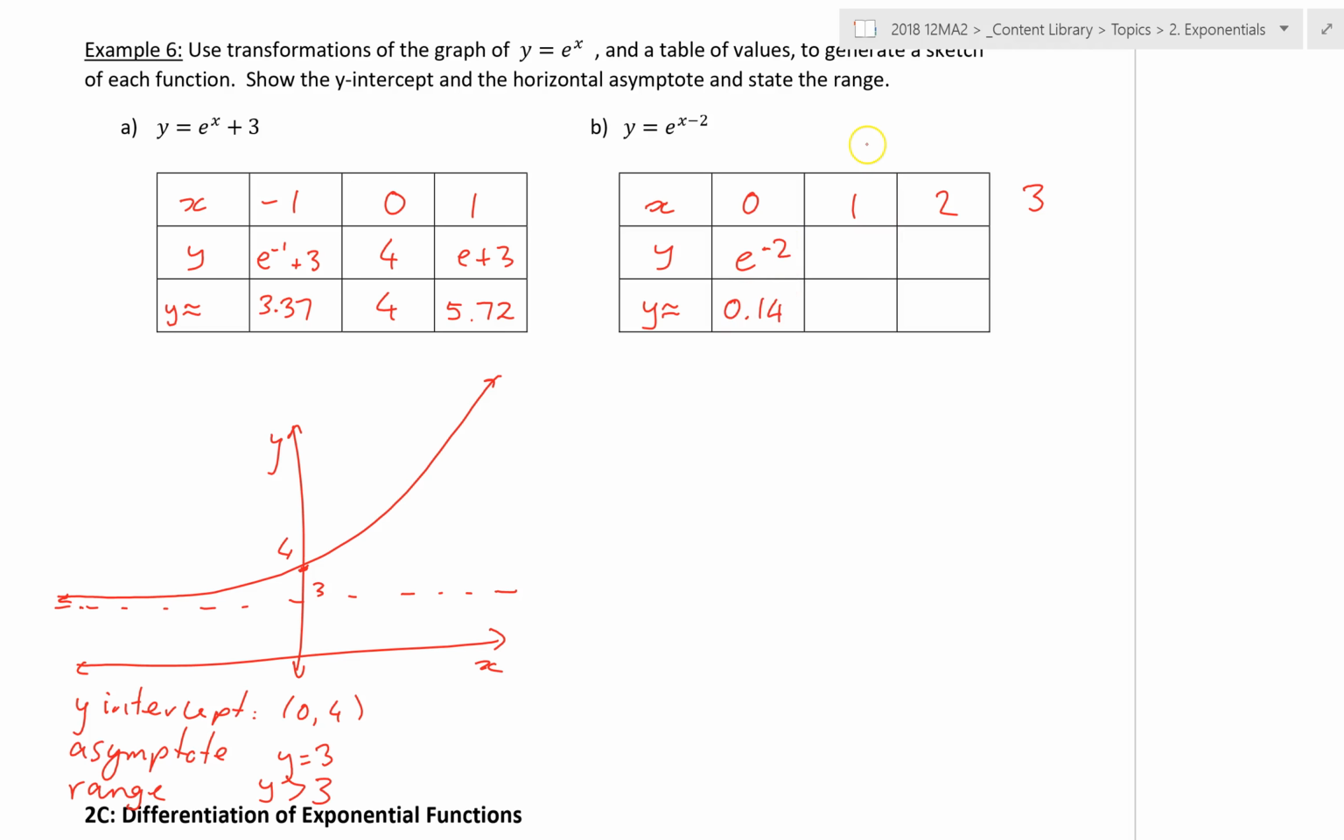Now, e to the 1 minus 2, e to the negative 1, is approximately equal to 0.37. E to the 2 minus 2 is e to the 0, which is 1. Great, it's probably important we put the 1 in. And e to the 3 minus 2 is e to the 1, so that's just e, and of course that's approximately 2.72. Now, x equals 0, y-intercept 0.14.